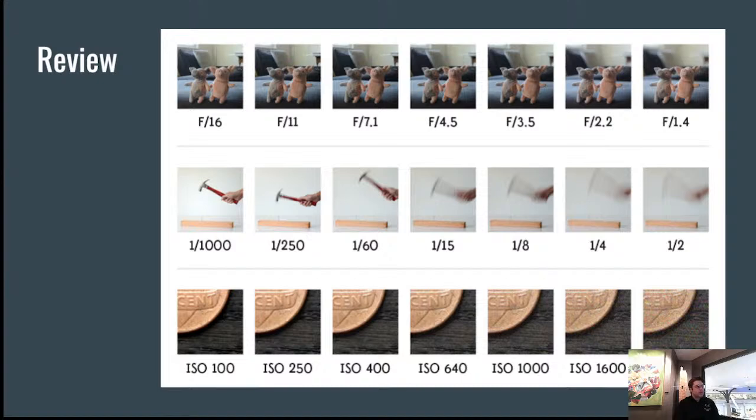Moving down to shutter speed, when we do a 1/1,000th of this guy smacking the wood, we can see the hammer is clear in his hand, in the motion, at the 1/1,000th, and as we keep going down the row and get slower and slower, now we get more blur where it's not necessarily getting it in full detail because of how fast the shutters are going.